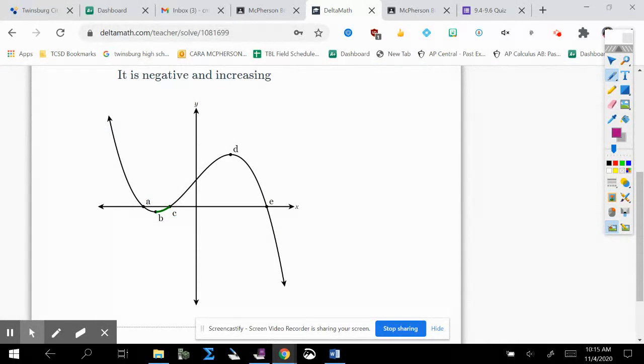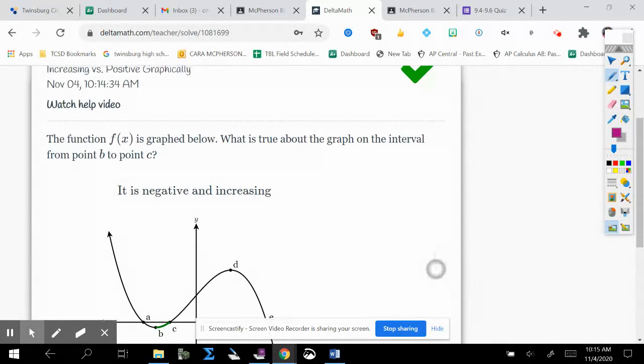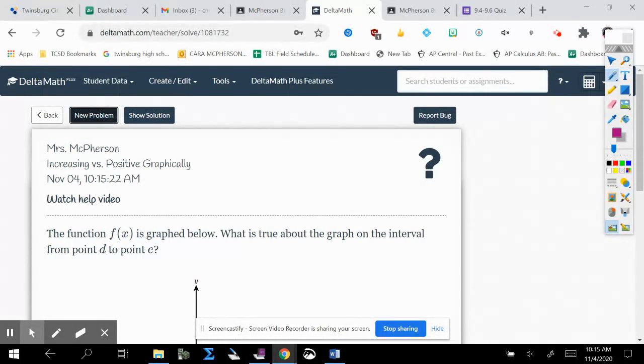All they do on the picture is show you that little part of the function that they're referring to. Let me show you another one. We'll do a few, and then I'll show you another way that they can ask this question.